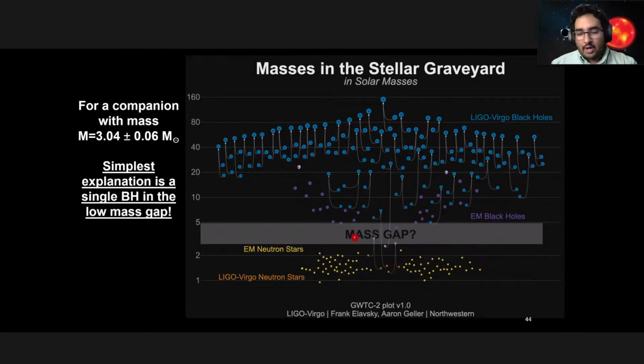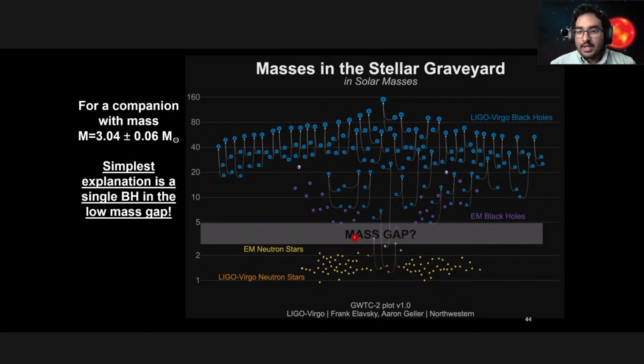And since we ruled out main sequence stars, we looked at all the possibilities for the companion, including compact objects like neutron stars and white dwarfs. And our simplest explanation is that the 3 solar mass dark companion to V723 Mon is a single black hole in the lower mass gap.